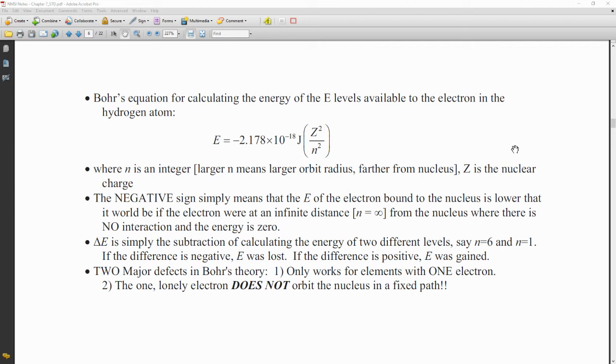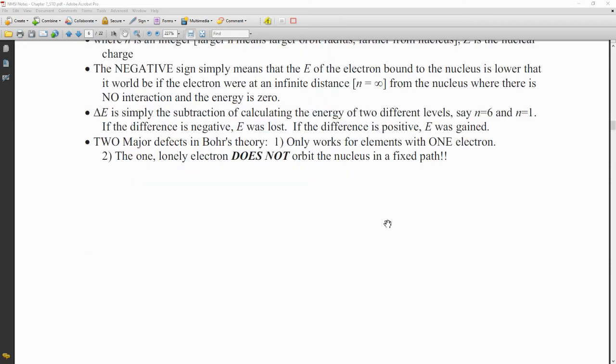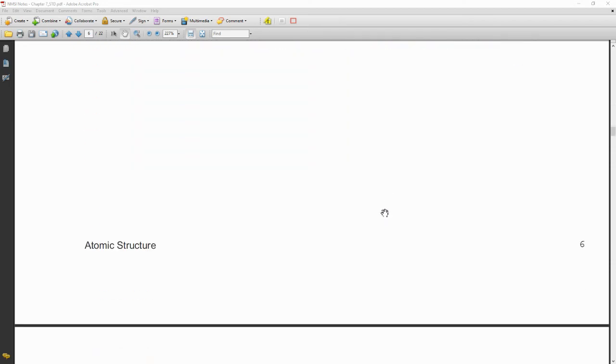So, two major defects in Bohr's model. One, it only works for elements with one electron. Well, gosh, there's only one atom that has just one electron, and that's hydrogen. It works really great for that, but not all the other atoms that we have. And two, that one lonely electron does not orbit the nucleus in a fixed path. And so this is where, again, Bohr's model broke down and things got a little more complicated.